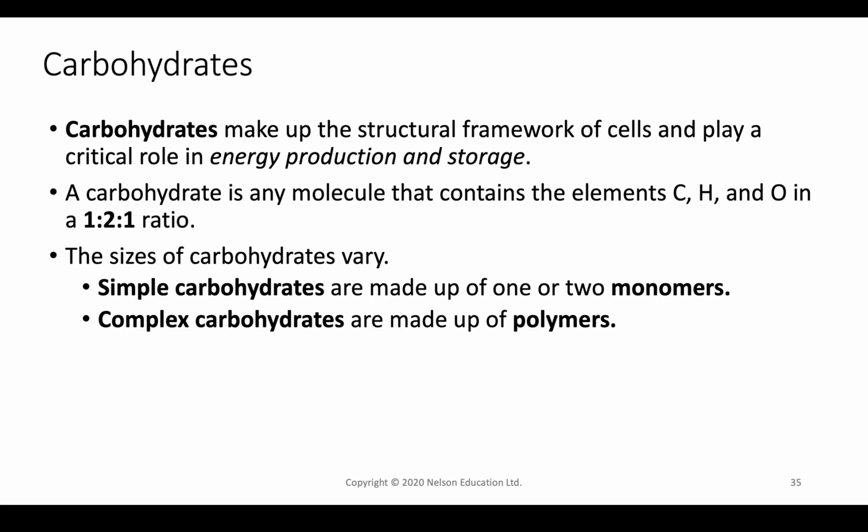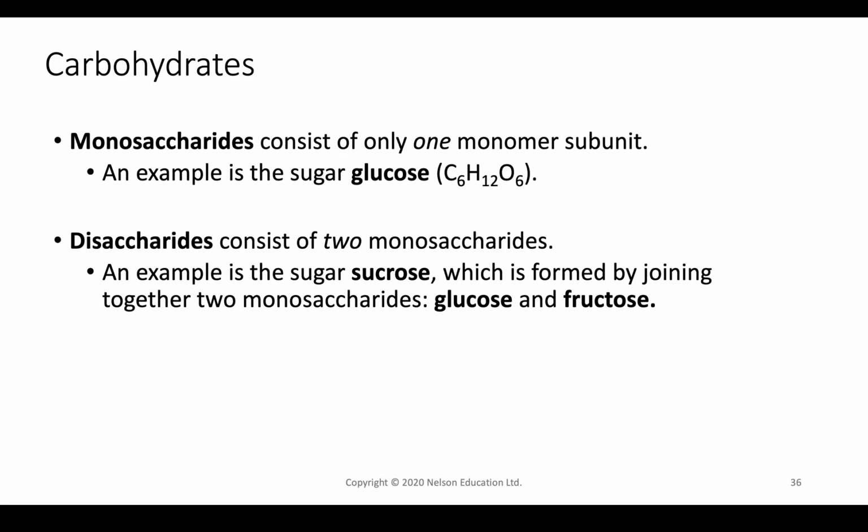And carbohydrates come in various sizes. We have small carbohydrates known as simple carbohydrates. This is when we have one or two monomers put together. So we either have a monomer or a dimer. We also have complex carbohydrates when we have polymers, again, trimers or longer. Monosaccharides when we have one monomer, just one train car. A good example of a monosaccharide is sugar, the sugar glucose.